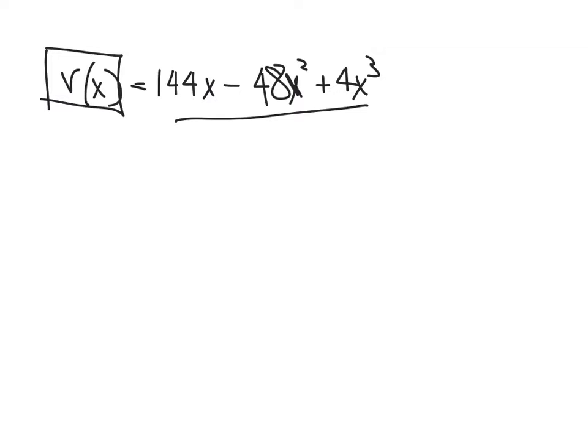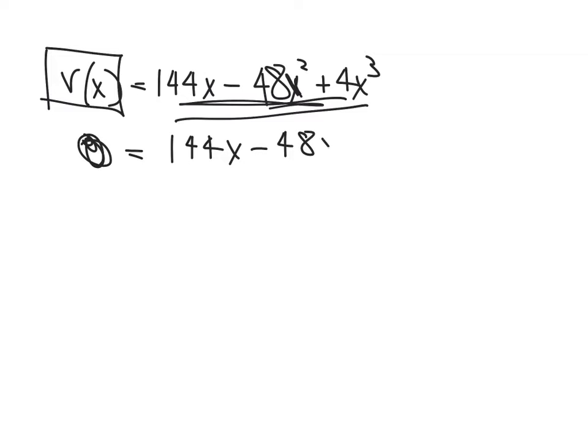So what does it say? Write an equivalent inequality with 0 on one side and the function on the other. So I'm going to write that as 0 equals 144x minus 48x squared plus 4x cubed. Notice I really didn't do anything except make my v of x, my function, a 0. Once I do that, I then write it as an inequality. So I'm going to change this.